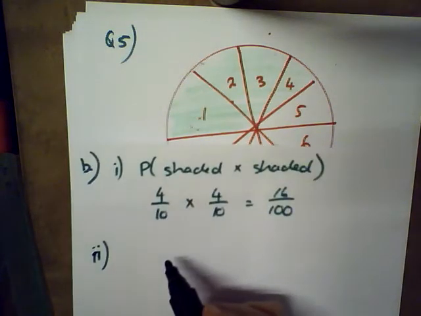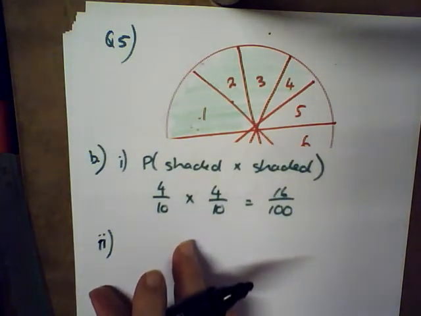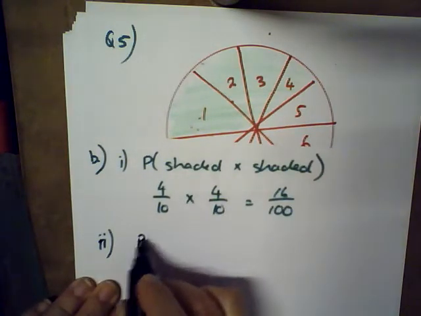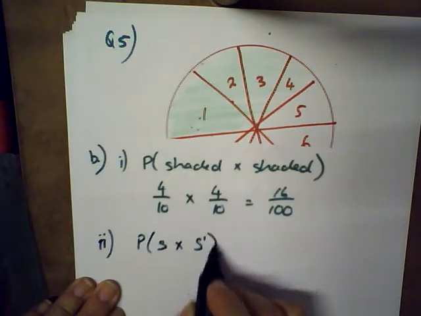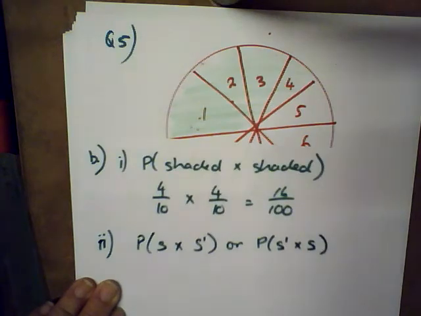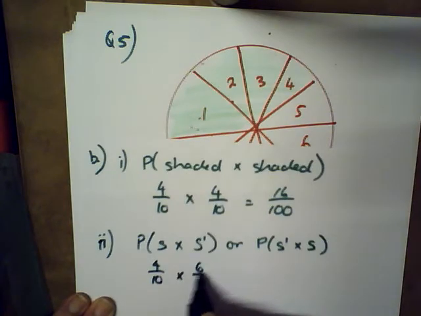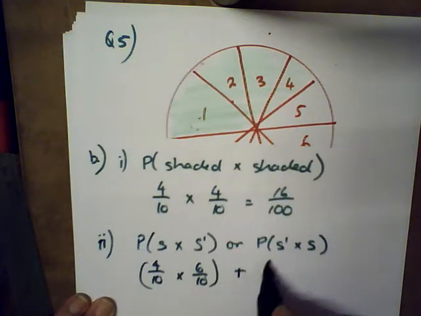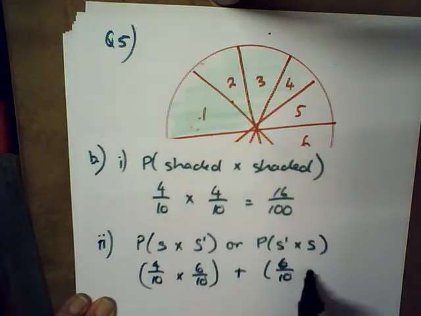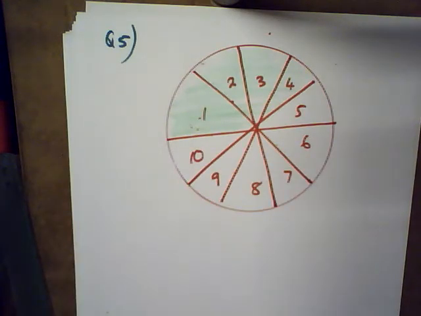Number 2. The number of one sector is shaded and one is not. Okay, so one is shaded and one is not, so it could be shaded and not shaded, or the probability of not shaded and shaded. Okay, so we know that shaded is 4 out of 10, not shaded is 6 out of 10, and 'or' is always plus. That would give us 6 out of 10 times 4 out of 10. So that's 24. That would give us 48 over 100. Okay, and that's done with that question.